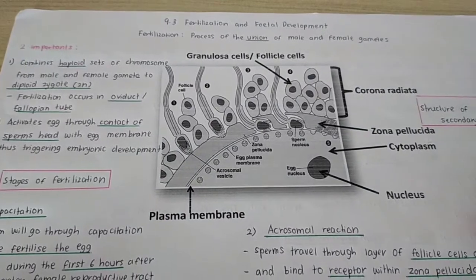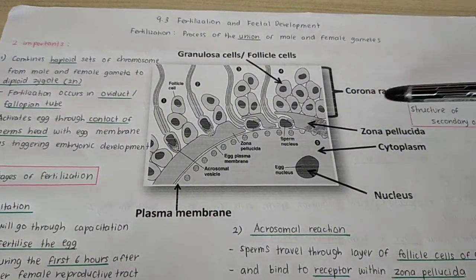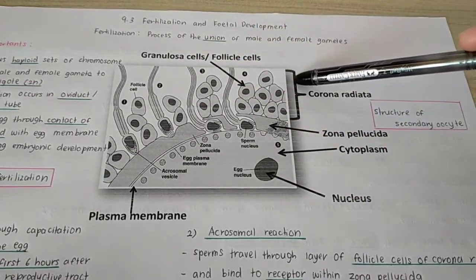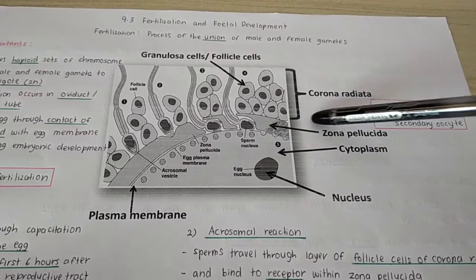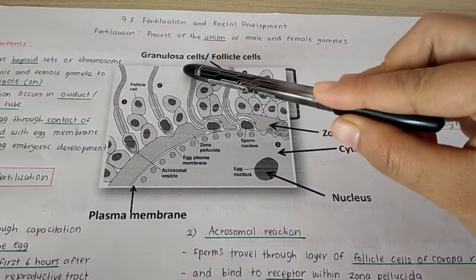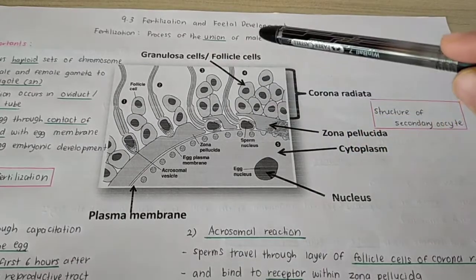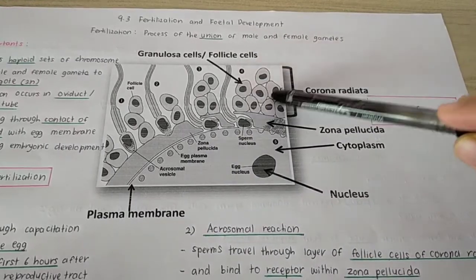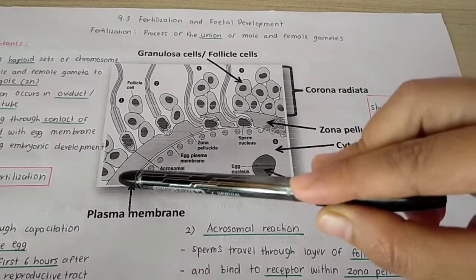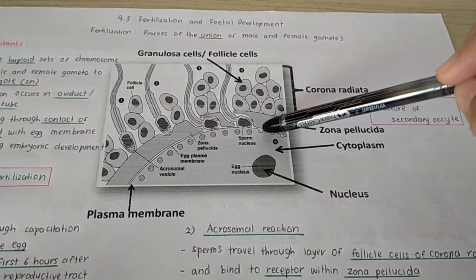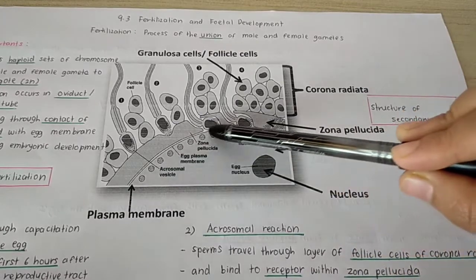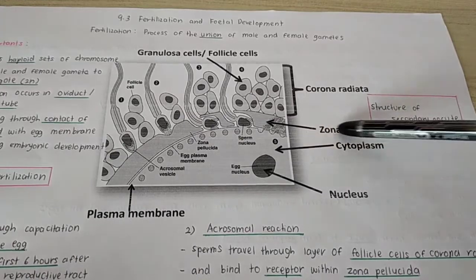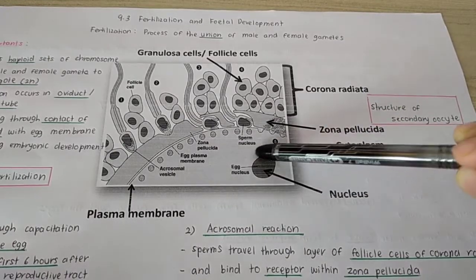Before we go through the process of fertilization, first we look at the structure of the secondary oocyte. So this is the secondary oocyte. The outermost layer of the secondary oocyte consists of the corona radiata, which consists of granulosa cells or follicle cells. Then the next layer is the zona pellucida, and then the plasma membrane of the secondary oocyte. Inside the plasma membrane, it has cytoplasm. And the last one is the egg nucleus.